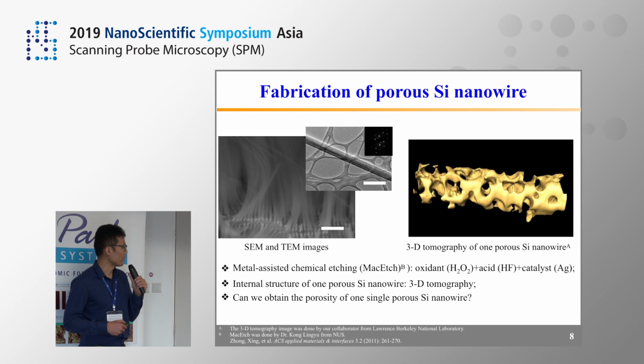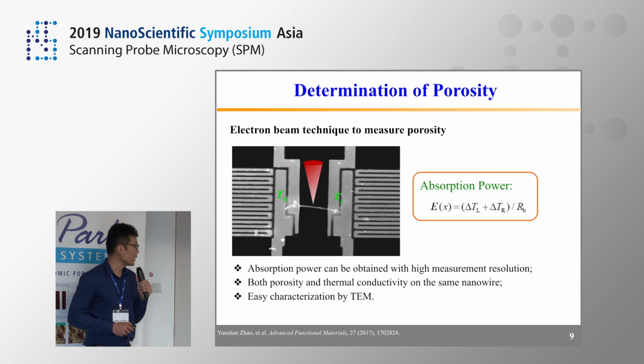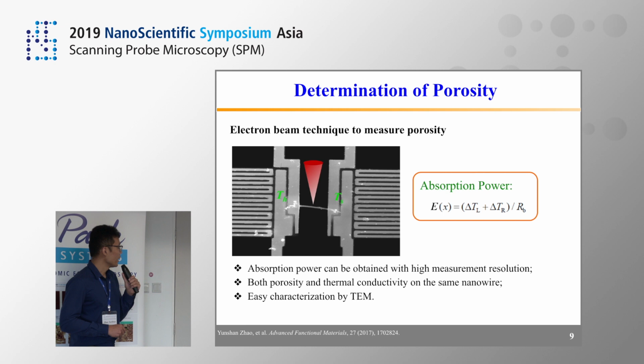Once I got the single porous silicon nanowire, one intriguing question came to me: can we get the porosity of one single nanowire, like what we did for bulk materials? The answer is yes. By employing the e-beam heating technique, which was developed in our group, we can use the SEM electron beam to heat up the nanostructure. Any temperature change can be probed and captured by the two thermometers.